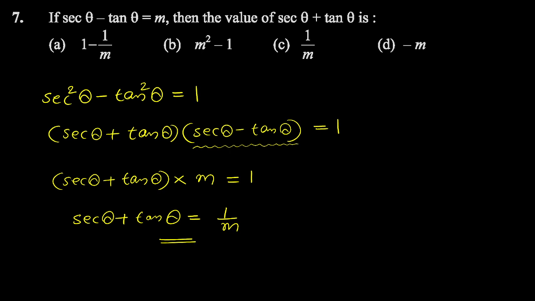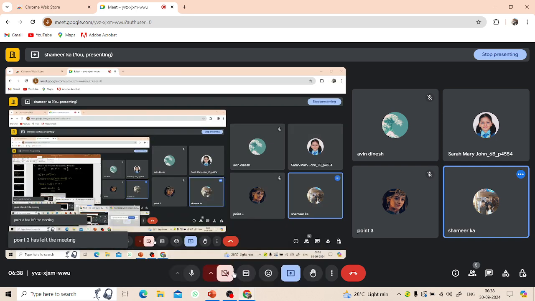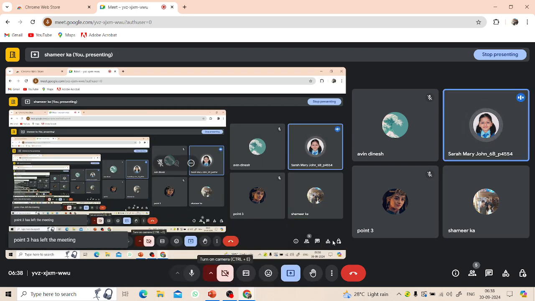Please note this identity: sec square minus tan square is 1. We have studied this identity. All of you clear? Amira, Sarah? Okay. Yes. So we can go to the next problem. One minute. We can go to the next problem. One minute. Okay. Yes.